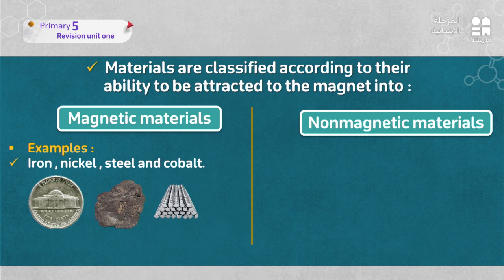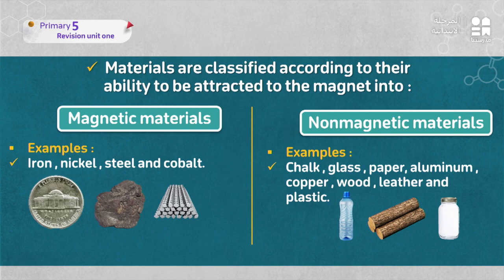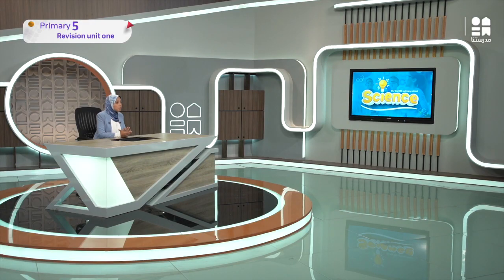Non-magnetic materials are the materials that are not attracted to the magnet. What are some examples? We have a lot of examples such as chalk, glass, paper, aluminium, copper, wood, leather and plastic. All these examples are non-magnetic materials, meaning they are not attracted to the magnet. Okay, now we have remembered together the difference between the two materials, magnetic and non-magnetic.